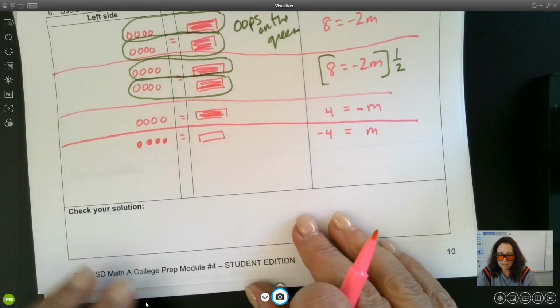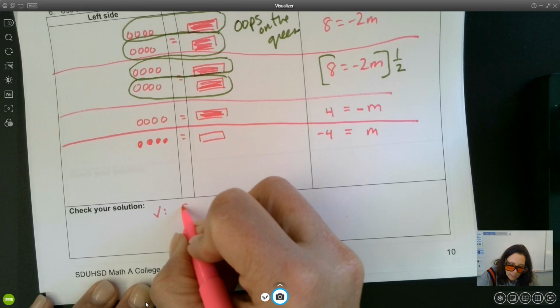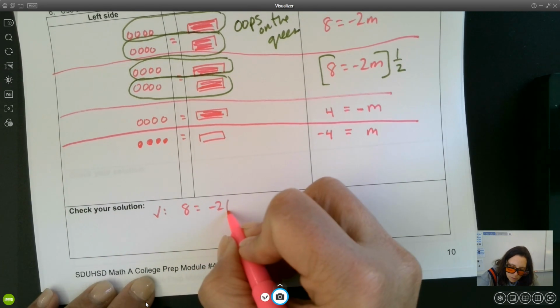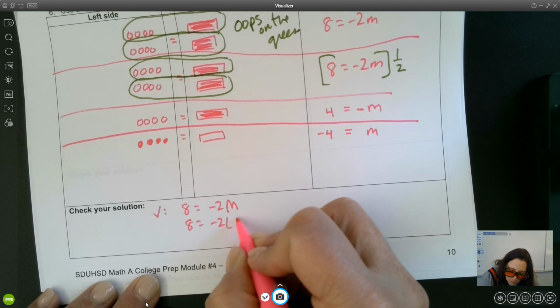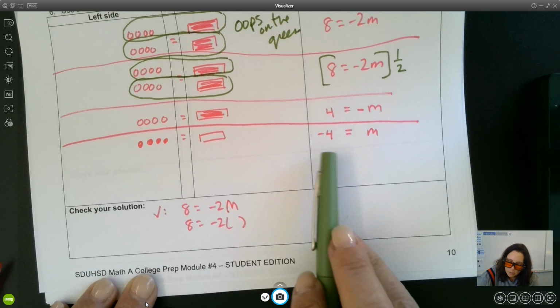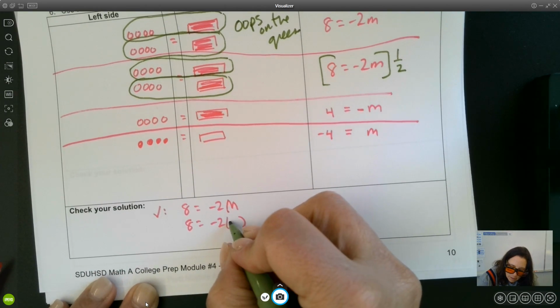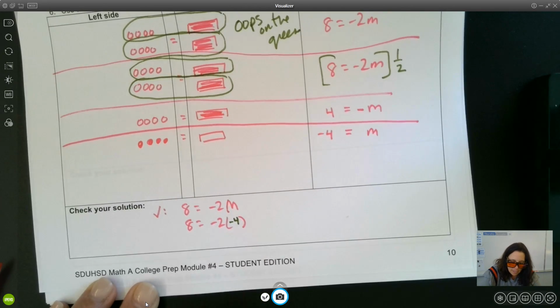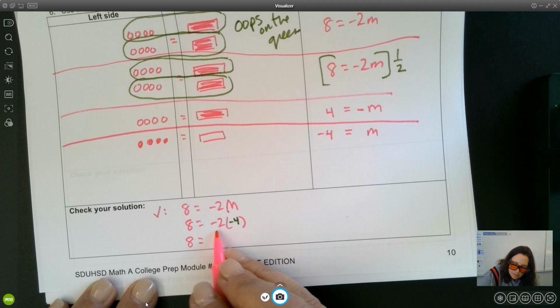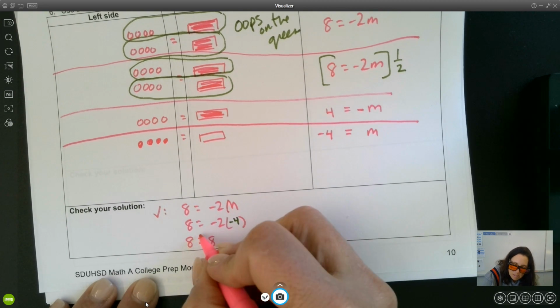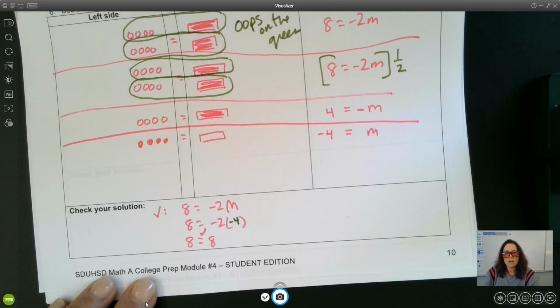All right, now the check. 8 equal -2 M. 8 equal -2 parentheses. We're going to put a -4 in there. The left side obviously is 8. And this right side, -2 times -4, positive 8. 8 equal 8, it checks out.